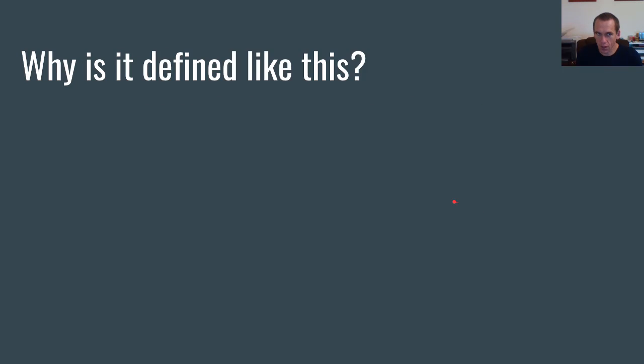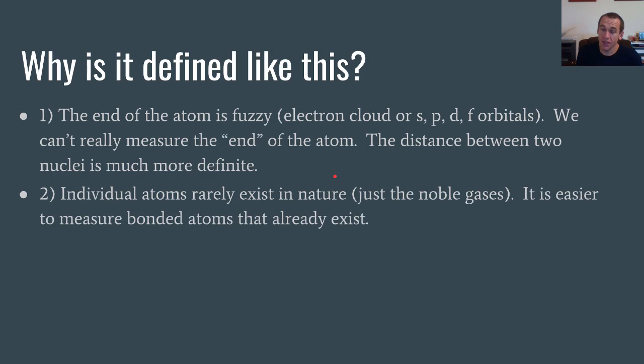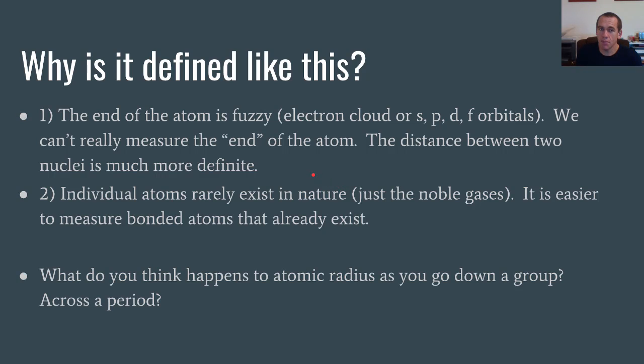Now, like I said, we do it like this because electrons are fuzzy, because single atoms are pretty rare. Only the noble gases really exist as single atoms. Everything else is bonded. And because otherwise it's hard to define. Now, as we move across the periodic table, we're going to see a trend, and as we move down the periodic table, we're going to see a trend.